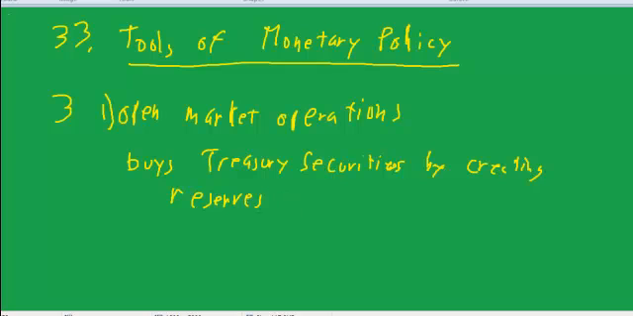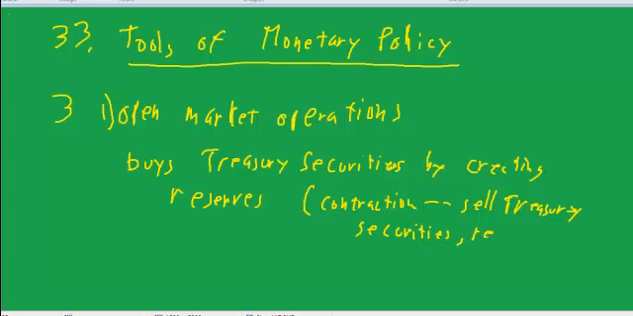And if it wanted to contract, it would do the opposite. So contraction, it would be selling treasury securities, and thereby reducing available reserves to the private banking system. Okay, so that's open market operations. That's the first tool.